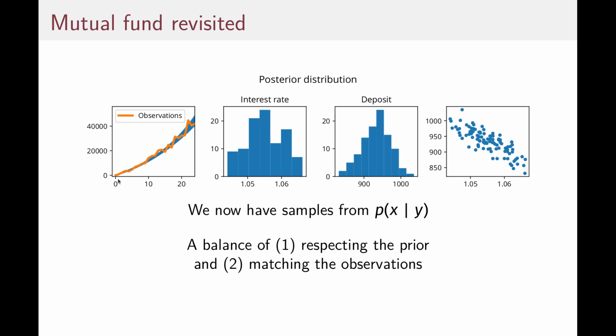However, it's important to understand that the goal here is not to find the one best set of parameters that matches the observations. Then you're back to the deterministic optimization problem. We want to figure out the distribution over parameters that are all likely and could have produced this set of observations. That's a different problem. So what this represents is a balance of respecting the prior belief, it can't go crazy compared to what I believed initially, and also matching the observations. Notice that there are broadly two types of solutions. Either the interest rate is low and the deposit is high, or the interest rate is high and the deposit is low. So it captures the correlation between the two parameters.